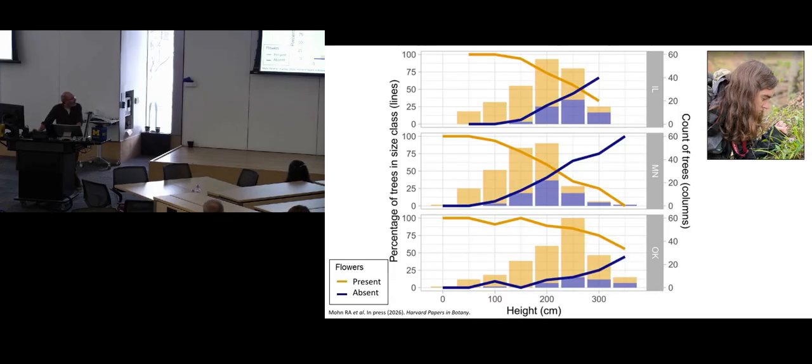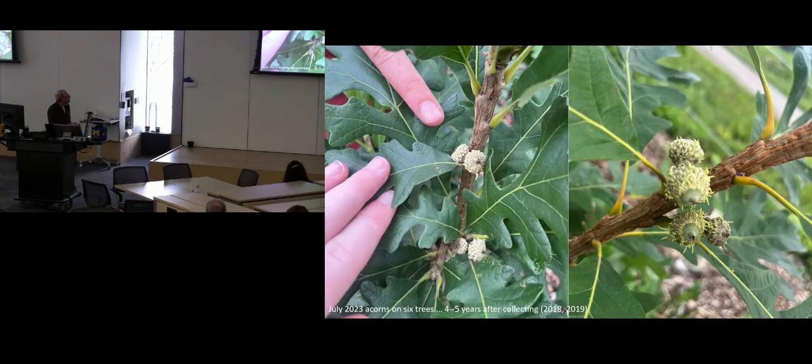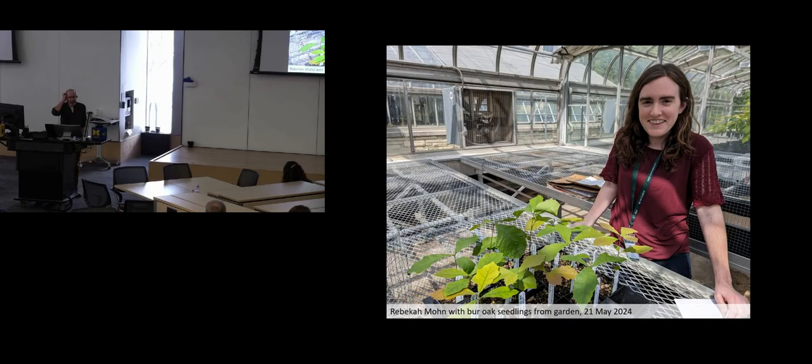But we found acorns being produced in 2023, which is 4 to 5 years after our first acorn, and predominantly on trees that were larger. So here we see July 2023 acorns on 6 trees, 4 to 5 years after collecting. And in fact, they weren't inviable acorns, they were viable. They grew into little seedlings here with Rebecca's help.